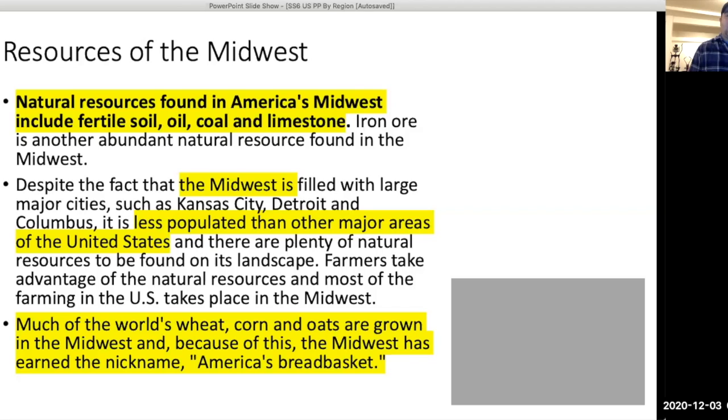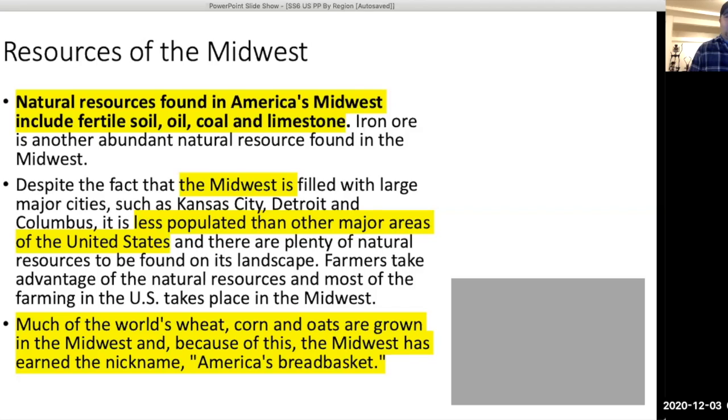Farmers take advantage of the natural resources, and most of the farming in the U.S. takes place in the Midwest. You do have some major cities. We'll say that Chicago is definitely one of the most populated cities. But despite Chicago, the Midwest is very spread out. It's sprawling land. You don't have huge concentrations of people in small areas.